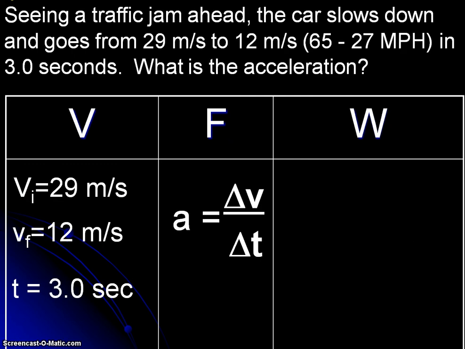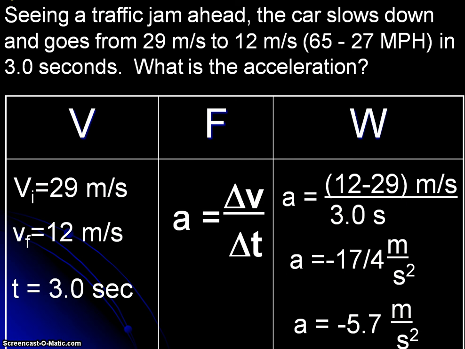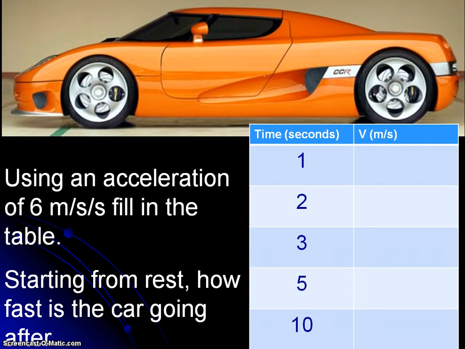What about if I see a traffic jam ahead and the car needs to slow down from 29 meters per second to 12 meters per second, 65 to 27 miles per hour, and I do that in 3 seconds? What is the acceleration in this case? Well, my initial velocity is 29, final velocity 12, in a time of 3 seconds. The acceleration is delta v over delta t. I plug in my numbers, 12 minus 29 divided by 3. Negative 17 divided by 3, giving me a negative acceleration of 5.7 meters per second squared.